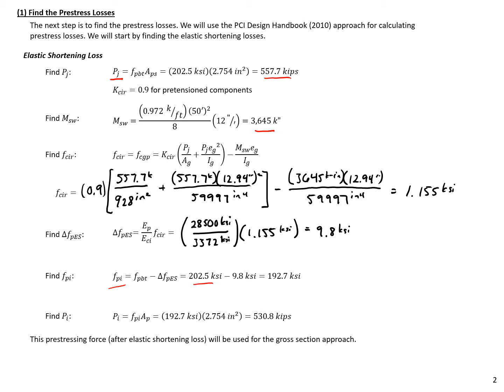So our stress before transfer minus elastic shortening loss gives us our stress after transfer. And then we can take that stress times our pre-stressing area to give us the force in our pre-stressing strands after transfer. And we'll use this pre-stressing force with our gross section approach to find our stresses in the section at release.